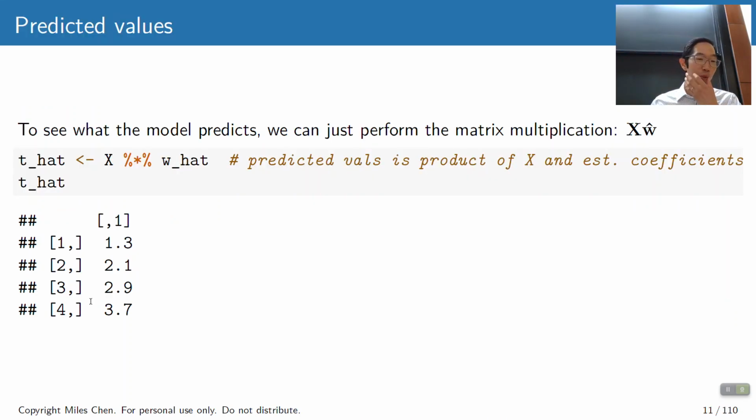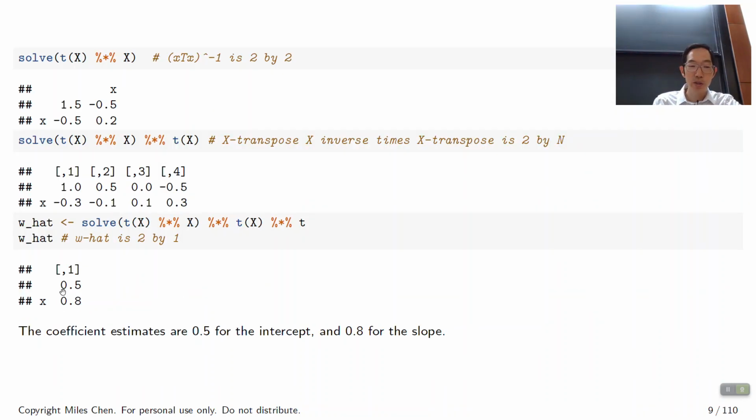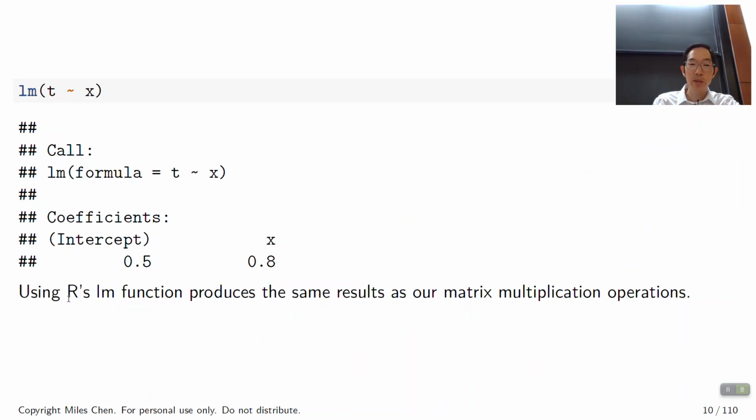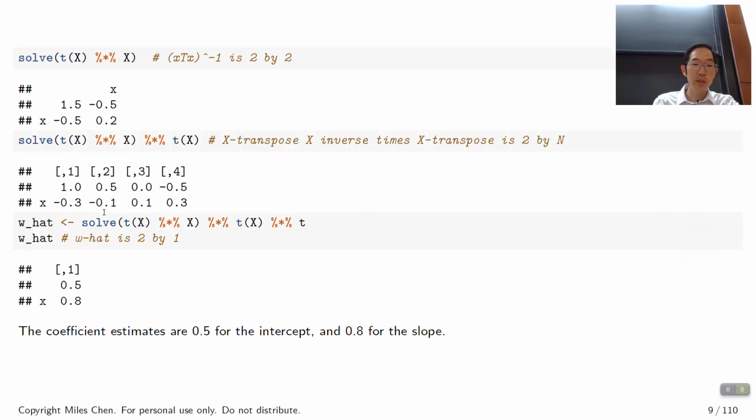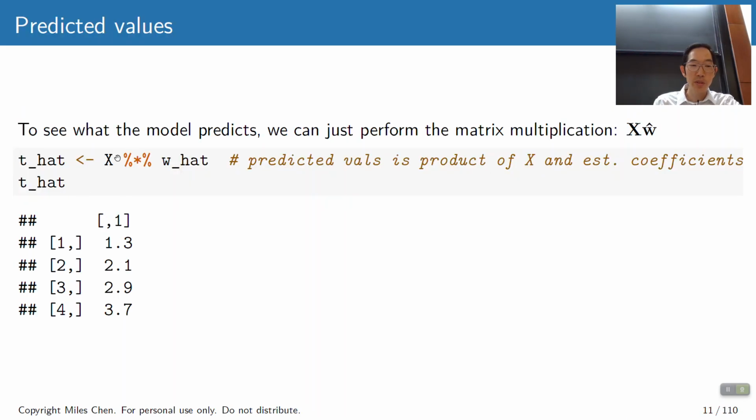So how do we get our predicted values? Our predicted values are just found by doing X times W hat. W hat is this 2 by 1 matrix, and X is this n by 2 matrix. So I can do the n by 2 matrix X times W hat, and I get an n by 1 matrix. And these are all of our predictions.